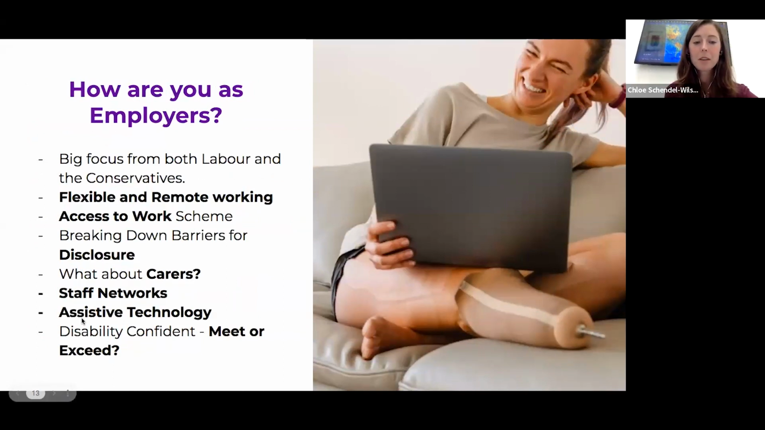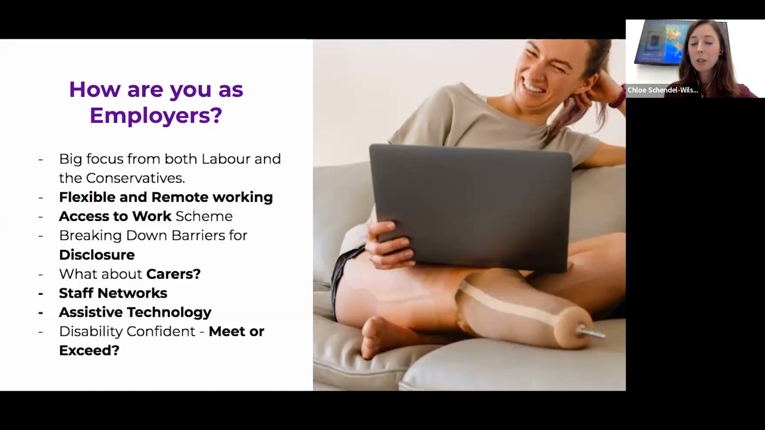And then in terms of you as employers, both Labour and the Conservatives have put a big drive on this this year, which we hope is a good thing and will mean that whoever is in government in the next Parliament will put forward some real changes. But there are huge issues, obviously, around the welfare system itself. But in terms of employment, do you offer assistive technology?